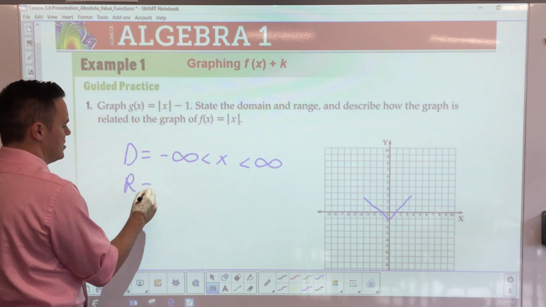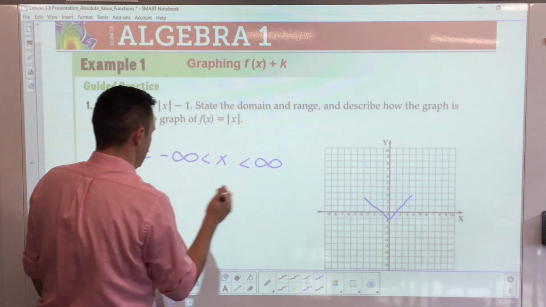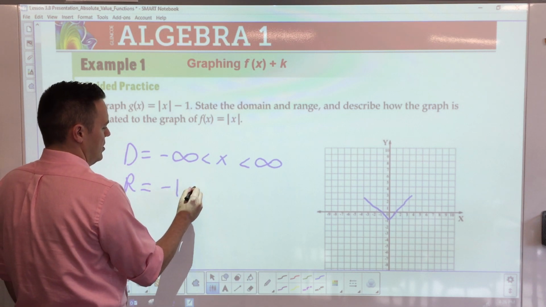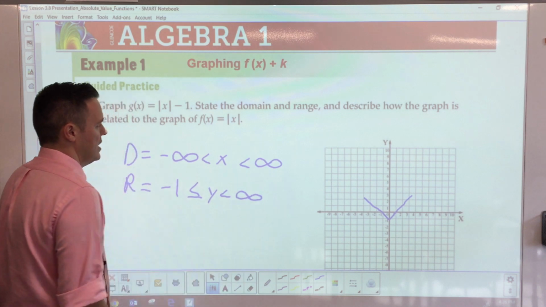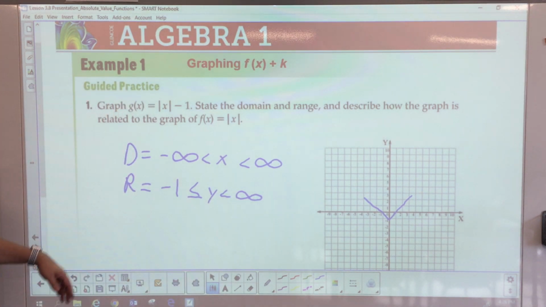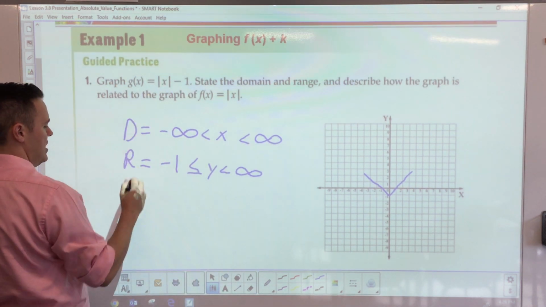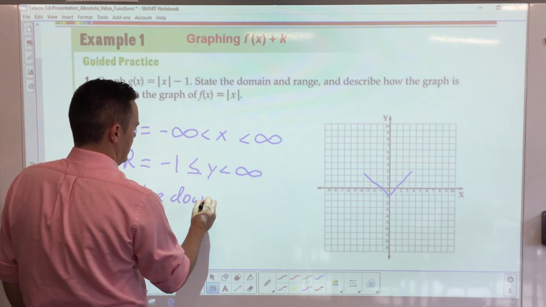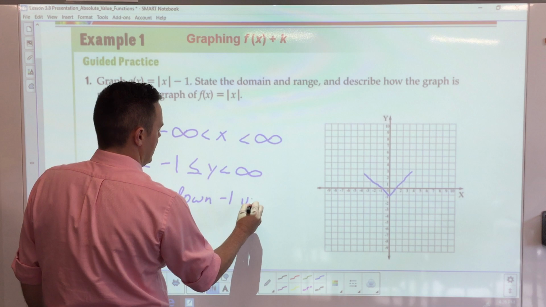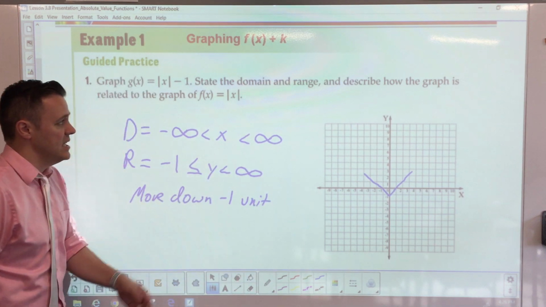My range, though, is going to be what? It's going to stop at the negative 1 value, and then y is going to go up to infinity. And then what is it related to? If it's a negative, it's going to move down 1 unit. Negative 1 unit. Okay, that is it.